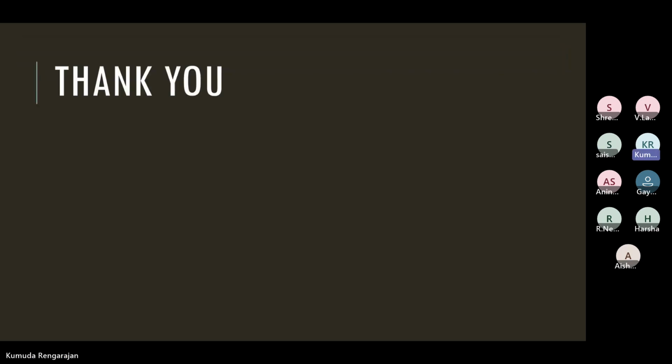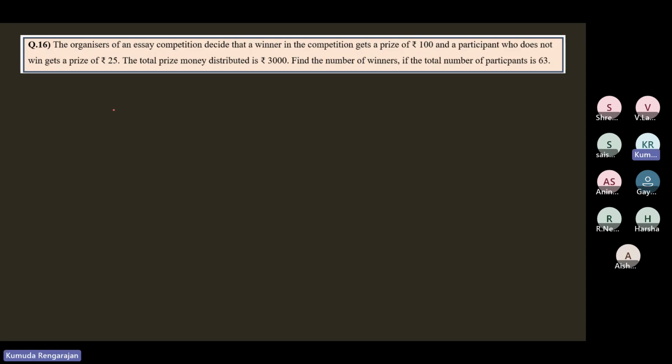All right, children, getting back. Can you see question number 16? All of you? Yes, ma'am. So the organizers of an essay competition decide that a winner in the competition gets a prize of ₹100 and a participant who does not win gets a prize of ₹25. The total prize money distributed is ₹3,000. Find the number of winners if the total number of participants is 63.